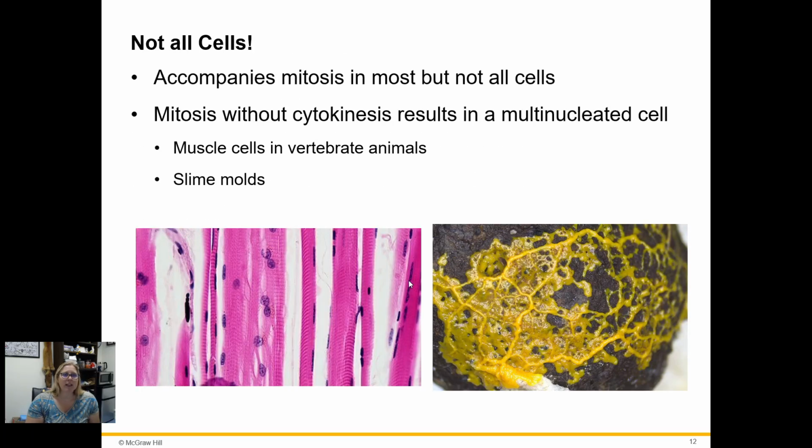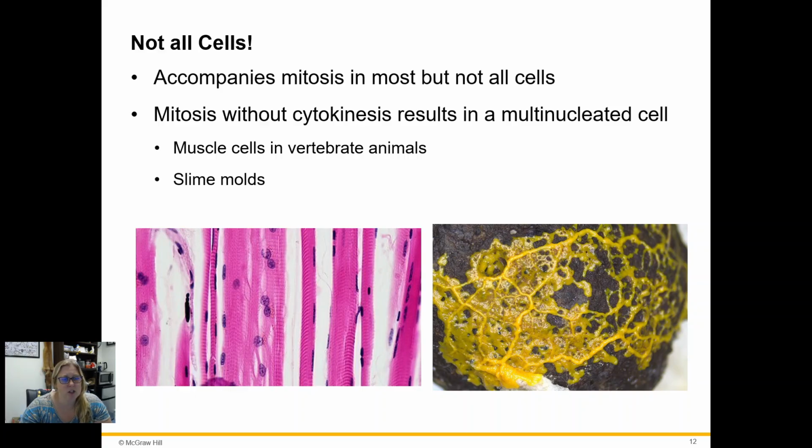Okay, let's talk about a caveat. Cells do generally end with cytokinesis, but not all cells that go through mitosis go through cytokinesis. One of my favorite examples is slime molds. I'm going to talk about this in a second. Love me some slime molds.